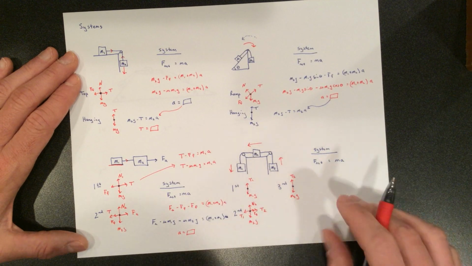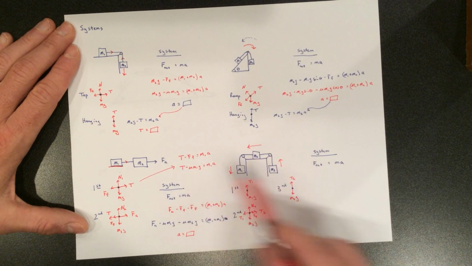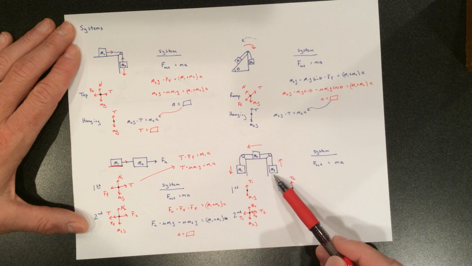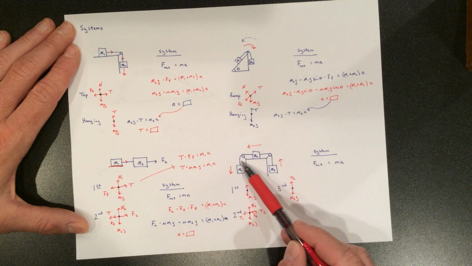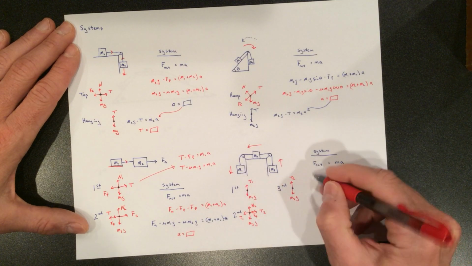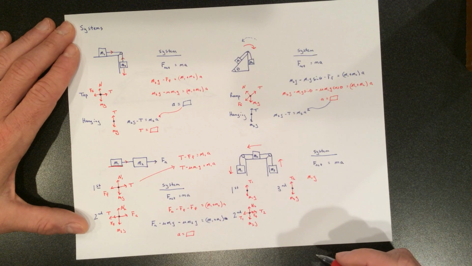Okay, so let's think about all the forces. What force is winning out of all these forces? Well, if this is going up and this is going left and that's going down, it's because this guy is dominating. So M1G is winning.